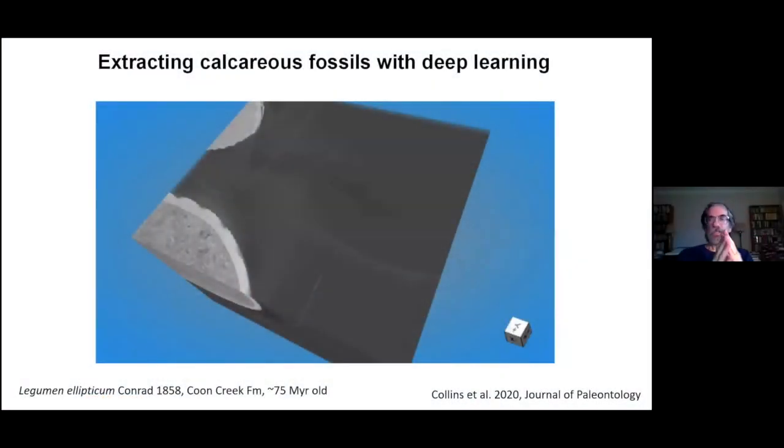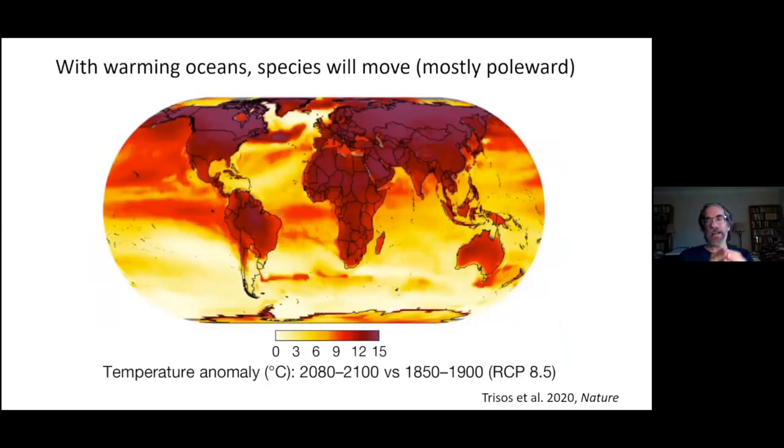morphology. So what we want to do, though, is understand how morphology, and therefore the edible parts of the shell, is going to change as climates change, because we know with warming oceans, the species are going to move, mostly poleward, but sometimes in other directions as they get trapped in cul-de-sacs, for example, like the Mediterranean Sea. This is just one of many possible maps that have been generated to show the difference in temperature at about the end of this century compared to the temperatures that were present in 1850 to 1900.